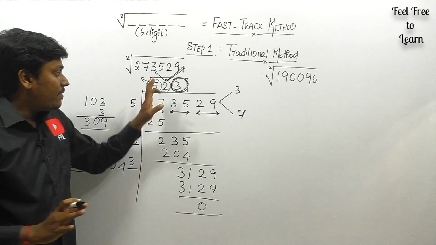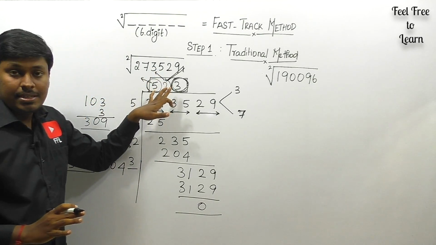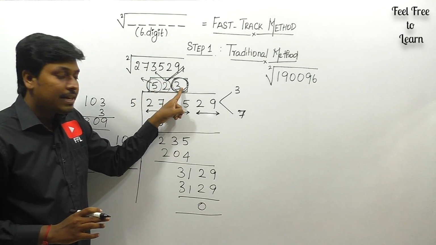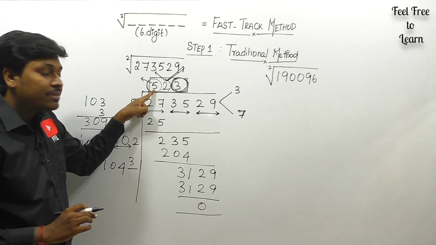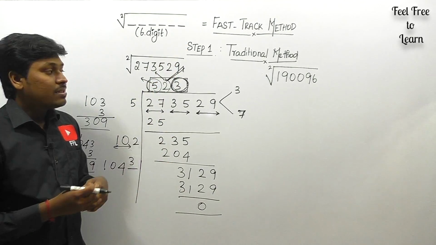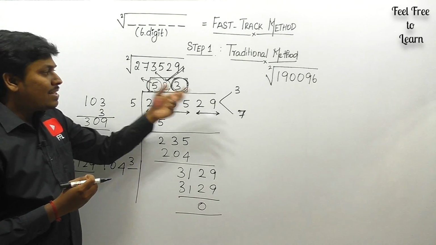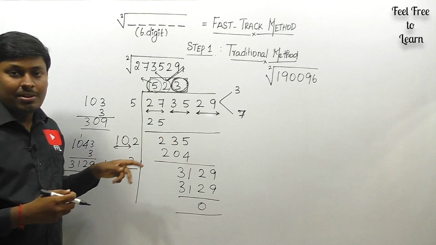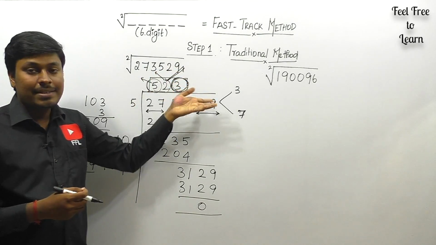Friends, got it? Every 6-digit number's square root will have 3 digits, right? The answer must be 3-digit. And in this 3-digit answer, you know how to find the last number, and also you know how to find the first number. Only for the center number we are going to apply the traditional method. Now I am going to teach you another example question. So how to apply the traditional method, because some students will have a doubt in this. So let me move on to another example question.